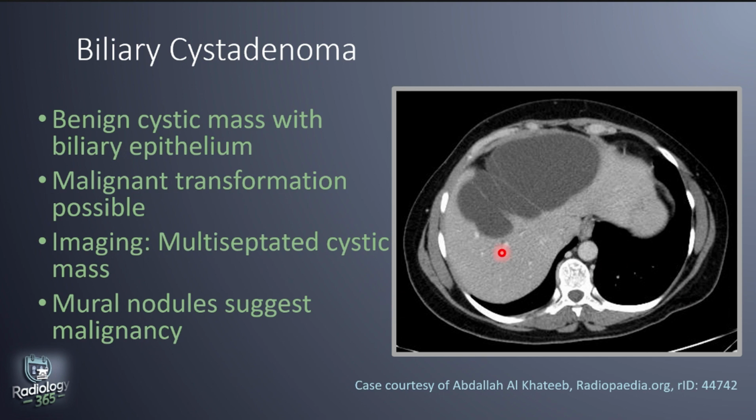So this image shows us a well-defined, large, solitary unilocular cystic mass at the hepatic interlobar region with enhancing thin, smooth septi and a thin wall. Histopathology proved this to be a biliary cystadenoma.